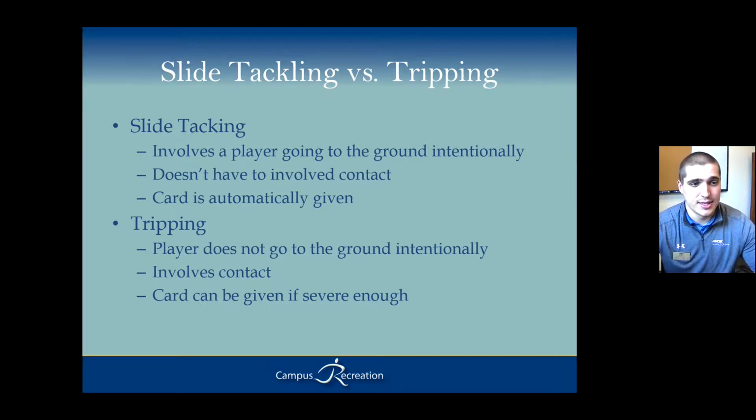However, if somebody is trying to play the ball and accidentally trips somebody, even if they unintentionally go to the ground, if it's deemed unintentional, then it won't necessarily be a card at that point. It can be a card if it was dangerous and you deem it not necessarily an athletic sport move. So it will need to involve contact in order to give a card or just a regular foul. But if they do not intentionally go to the ground, then it may be tripping. Again, that is up to your discretion, and hopefully these next few videos give you an idea of what that may look like.